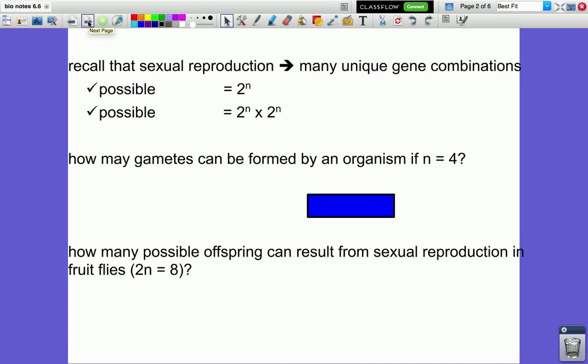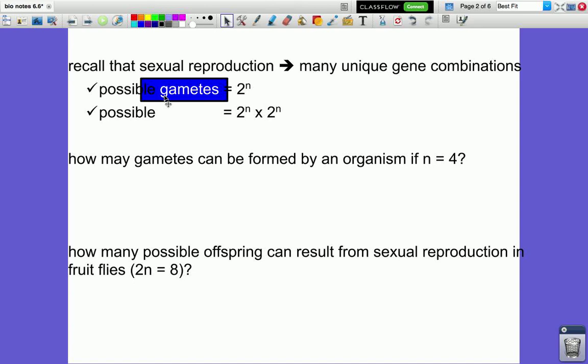We need to remember that the whole point of sexual reproduction was to create genetic variation. And the way that those unique gene combinations come about is from random alignment of homologous chromosomes in metaphase 1 of meiosis 1. We already discussed that the total number of possible gametes that can be formed can be calculated using this equation: 2 to the nth power.